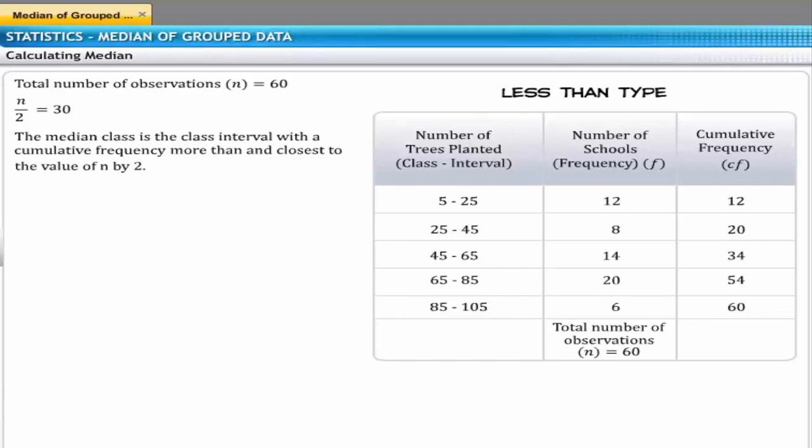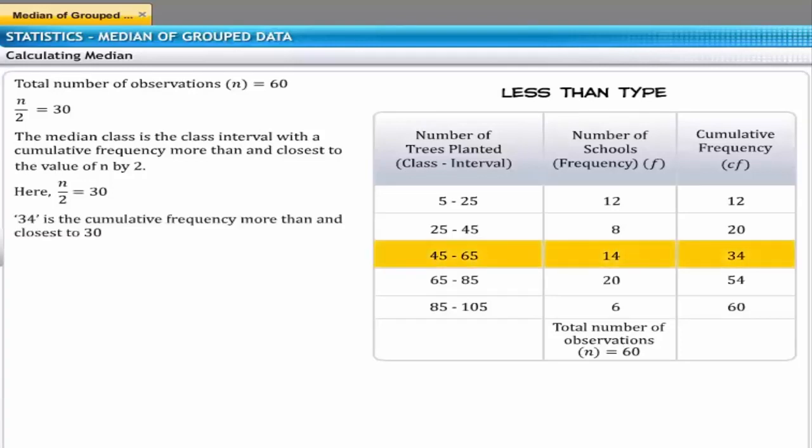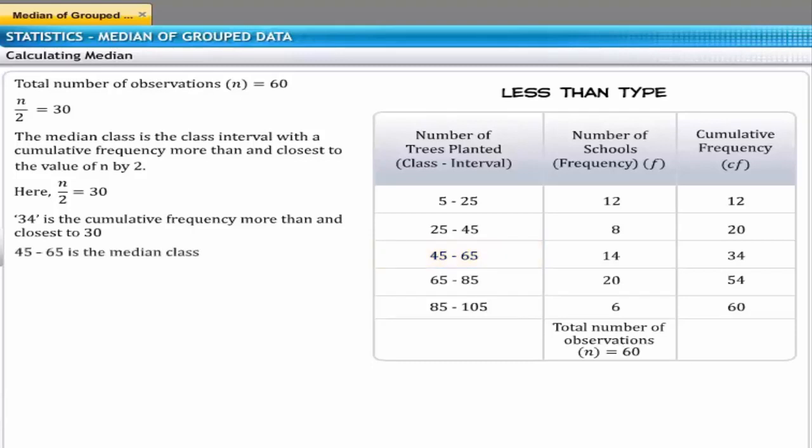In this case, n by 2 is 30. The cumulative frequency of class interval 45 to 65 is 34, that is, more than and closest to 30. Thus, 45 to 65 is the median class for this data. The median of grouped data is calculated using the formula shown here. Let us see what each term in this formula stands for.